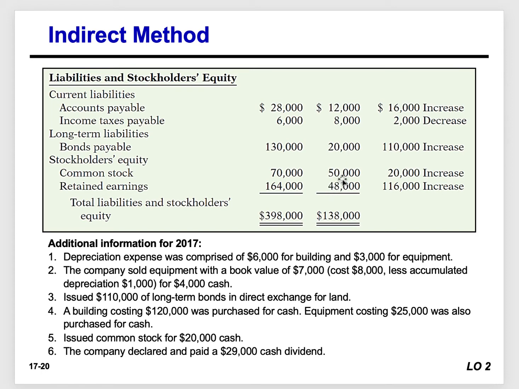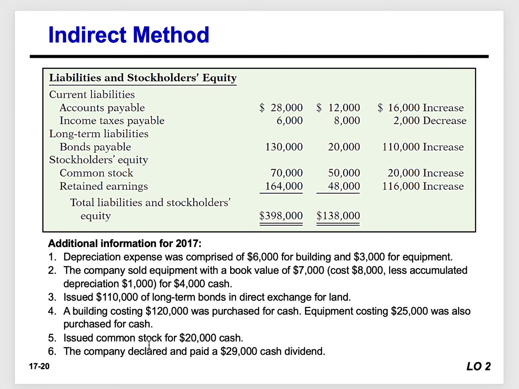Look at common stock. We issued common stock. That has an impact on our cash. It increased by $20,000. And then look at retained earnings. Then they give us some additional information. Depreciation expense was comprised of $6,000 for the building, $3,000 for equipment. Company sold equipment with a book value of $7,000, cost $8,000, less accumulated depreciation $1,000. Looks like we got $4,000 in cash for that.